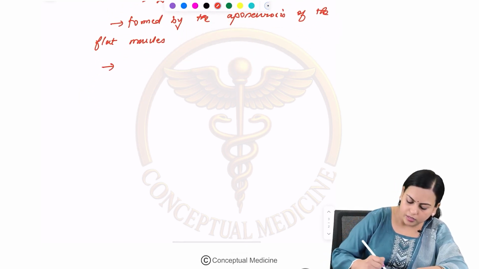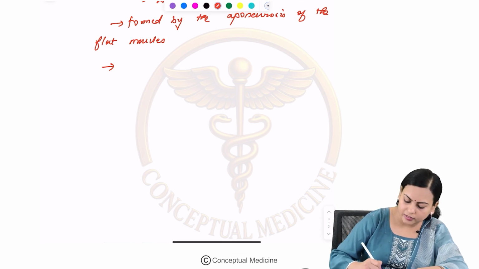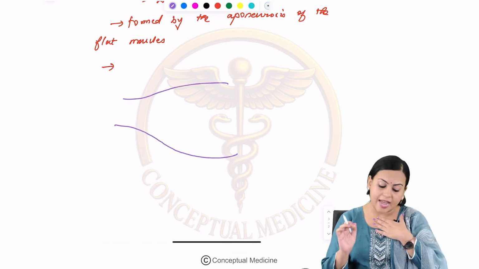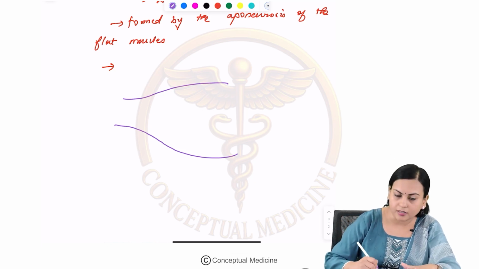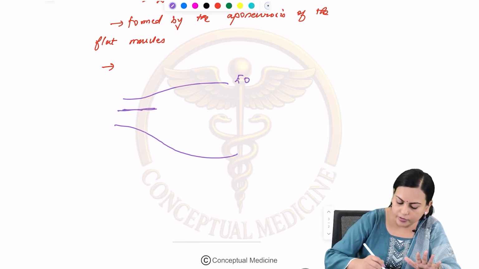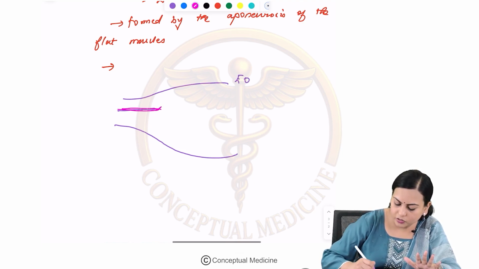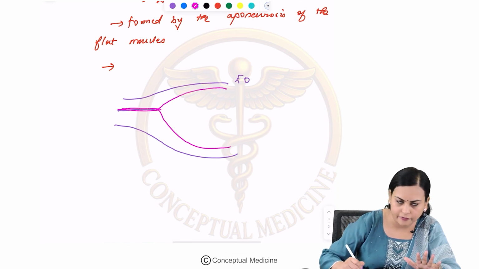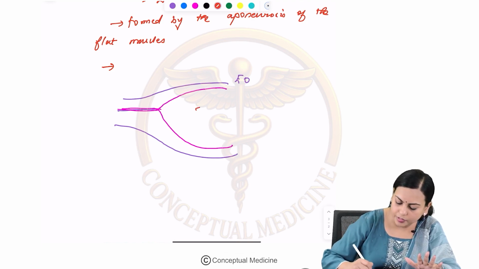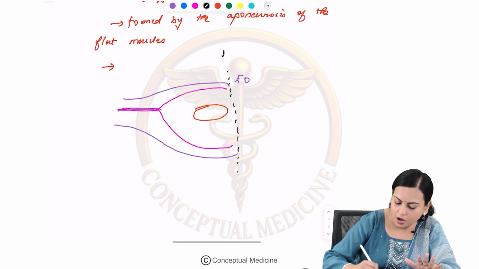Now the rectus sheath, how is it formed? We have the anterior layer and we have the posterior layer. Anterior layer of rectus sheath is formed by the aponeurosis of the external oblique, and the internal oblique aponeurosis comes here and divides into an anterior leaf and a posterior leaf, right? Then it will enclose the rectus abdominis muscle, and then comes a marking. This is called the arcuate line.